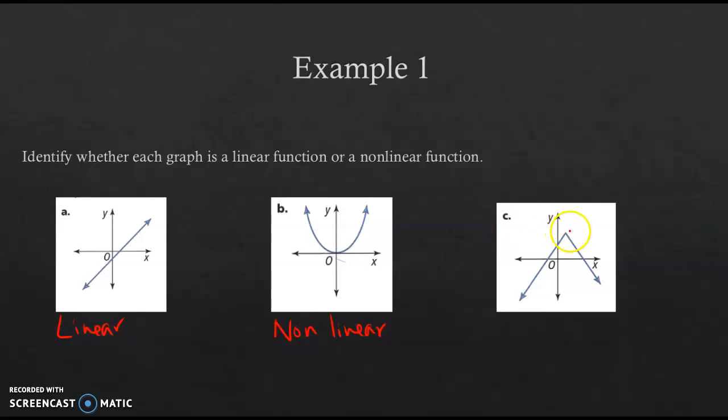And even though these are created from lines, they're what we call rays, there's this bend here, right? And so it's not one straight line. So this is also nonlinear. So that is the difference between linear and non-linear.